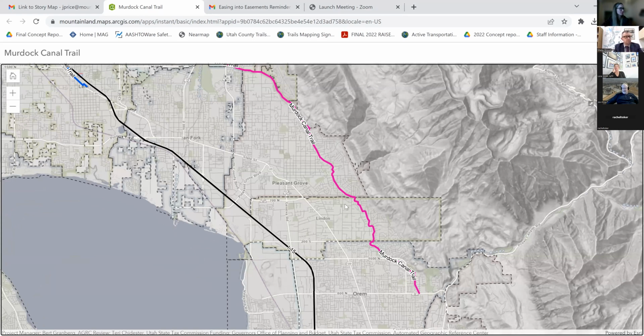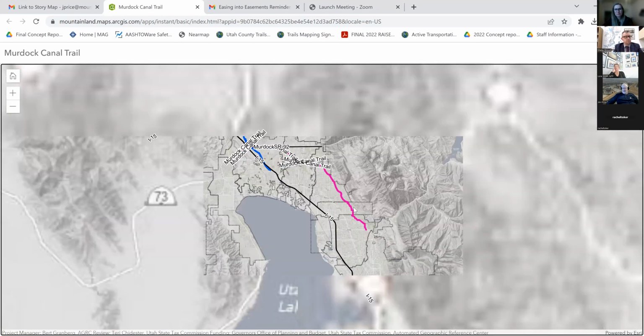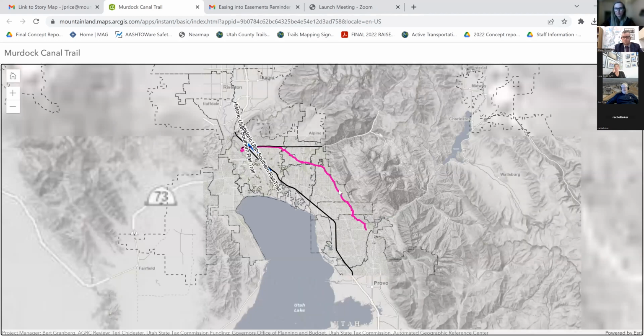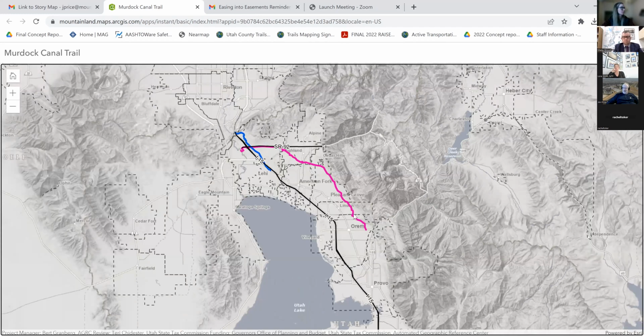Now, what you're seeing here in pink, as it runs through 7 different cities to about this point, is the Murdoch Canal Trail. It was an open canal that carries water from the Provo River up to Salt Lake County. That canal was enclosed with a pipe in 2011, 2012. We built and opened the trail between 2012 and 2013. So that's been open now for 10 years, the Murdoch Canal Trail.